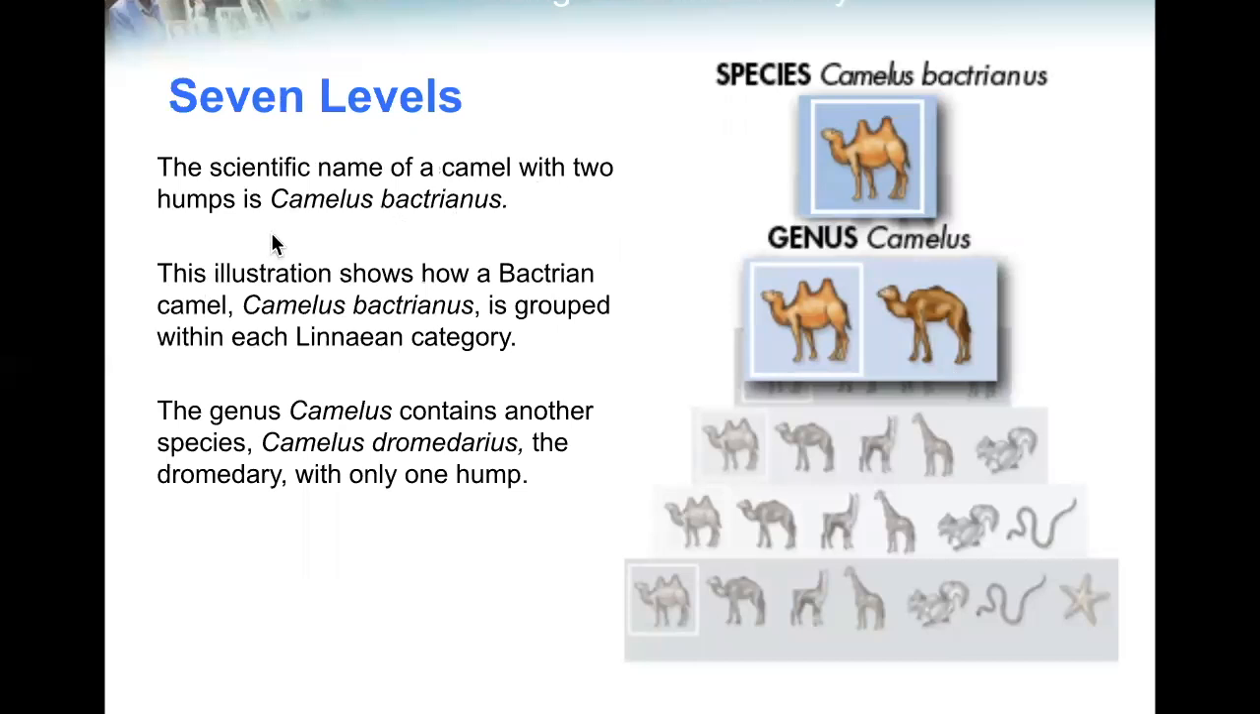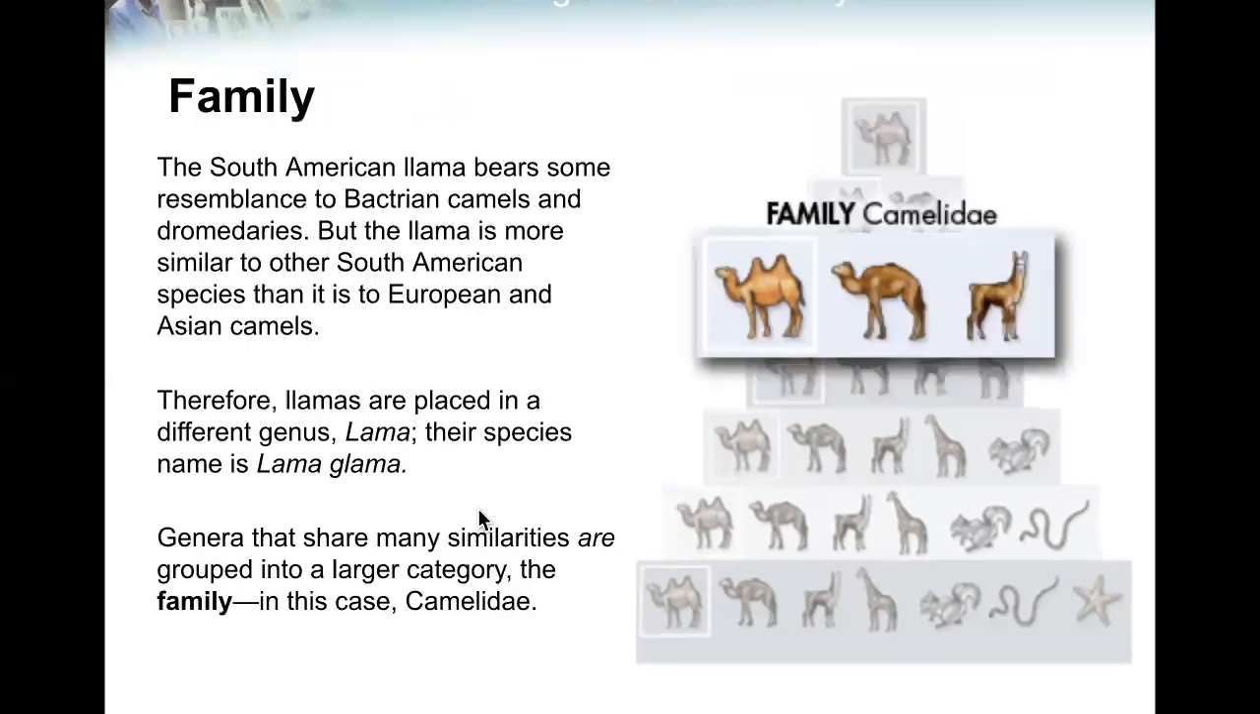The scientific name for a camel with two humps is Camelus bactrianus. This illustration shows how a Bactrian camel, Camelus bactrianus, is grouped within each Linnaean category. The genus Camelus contains another species, Camelus dromedarius, the dromedary with only one hump. The South American llama bears some resemblance to Bactrian camels and dromedaries, but the llama is more similar to other South American species than it is to European and Asian camels. Therefore, llamas are placed in a different genus, Lama. Their species name is Lama glama. Genera that share many similarities are grouped into larger categories, the family, in this case, Camelidae.